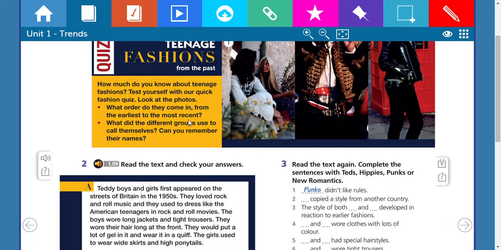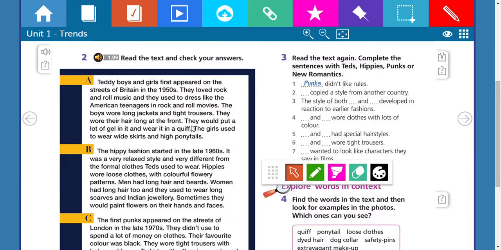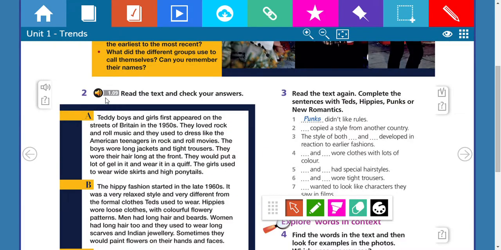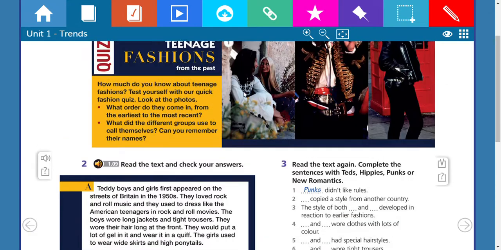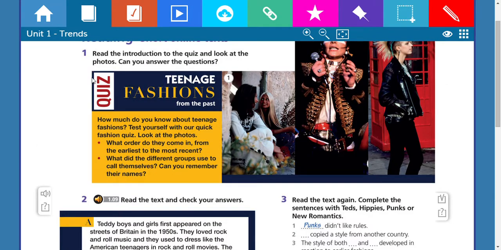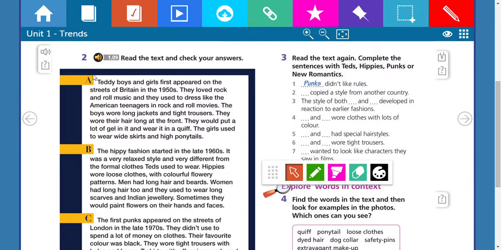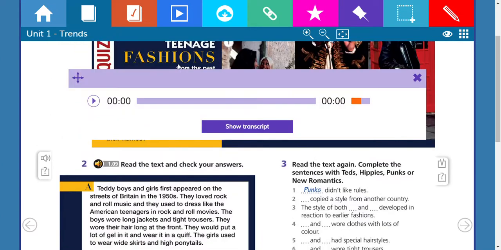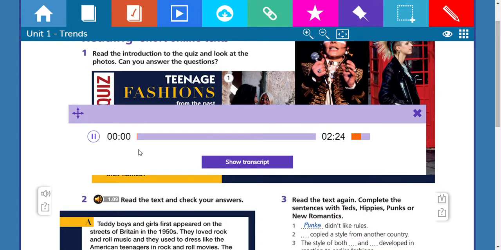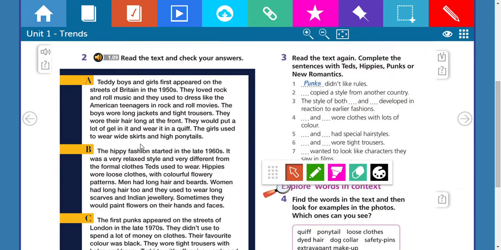First activity. Now, it says number 2. Read the text and check your answers. Okay, listen. First, ask your family. When you have the answers, send them to me. And then, let's check it. For this, I'm going to play the audio. Okay? So, CD 1, track 9. Listen to the text.